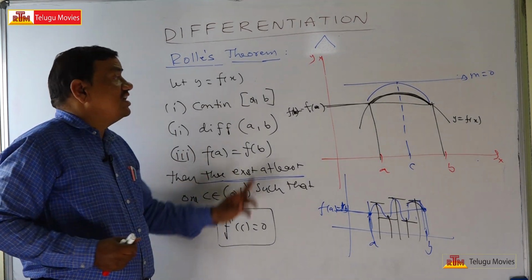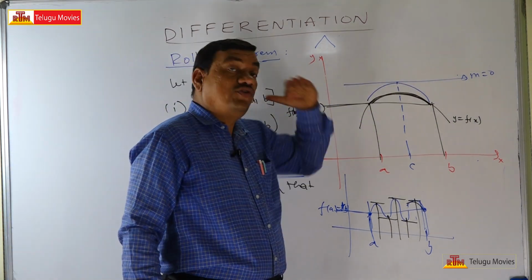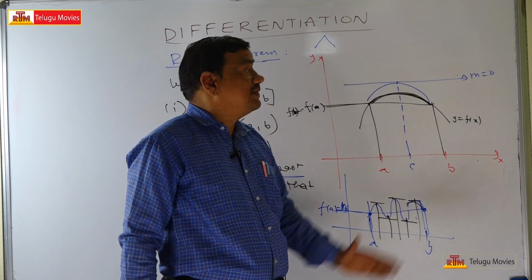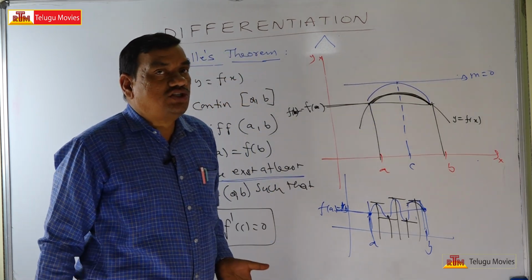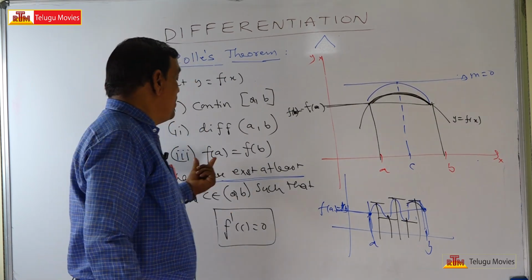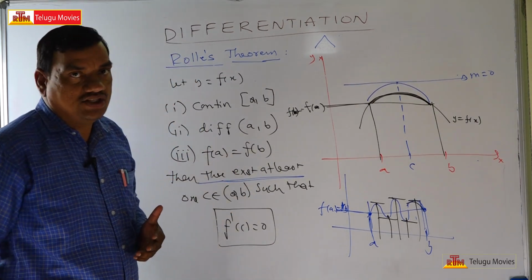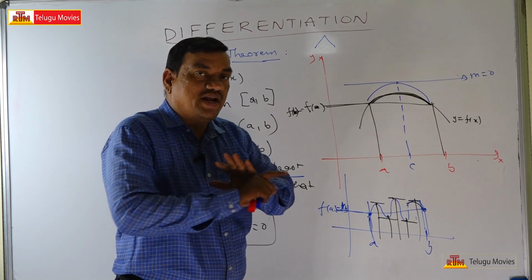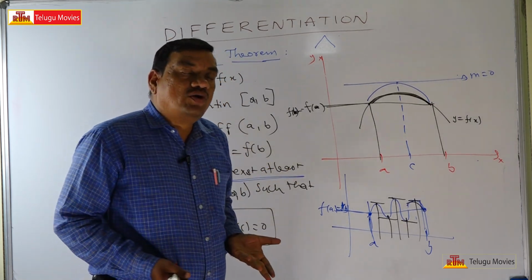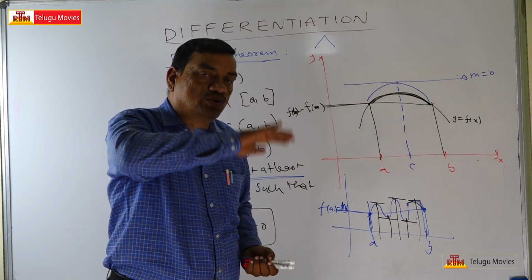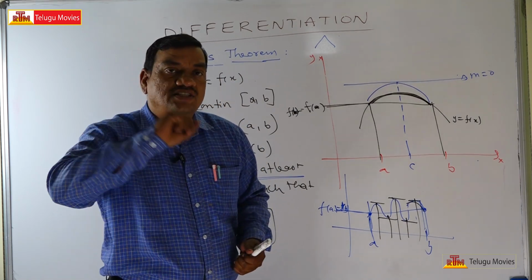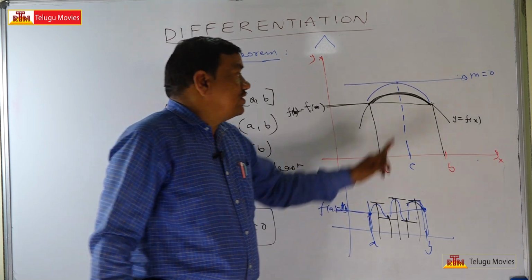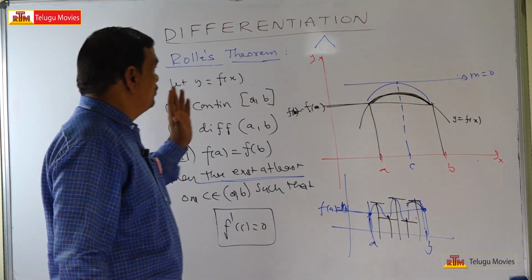That's why he is saying there exists at least one point c such that if you draw a tangent at that point, the tangent will be parallel to the x-axis. That means the slope of the tangent is 0. This is called Rolle's theorem. If f of a is not equal to f of b, then we will go for Lagrange's theorem. The condition is that it should be continuous between a and b, with no breakage. Differentiable means it should be smooth. You can draw a tangent everywhere in the interval a to b, and one tangent will definitely be parallel to the x-axis. So this is about Rolle's theorem.